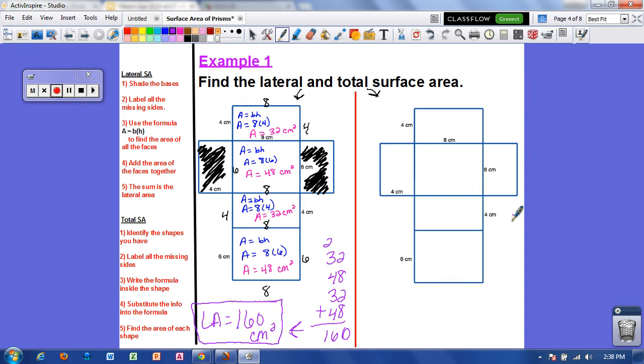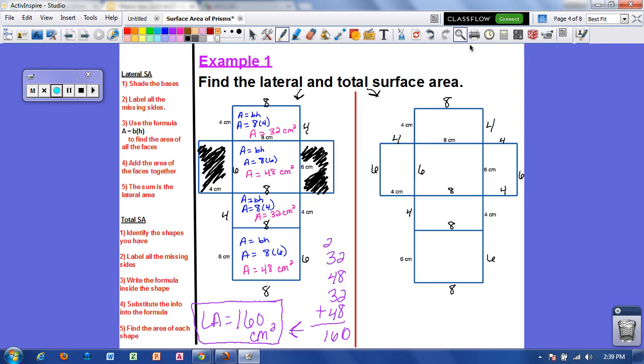All right, now over here, I want to find total surface area. So we have rectangles, so I know I need area equals base times height. Now I want to label the missing sides. So I know this is 8, this is 4. I know that this is 6, this is 4, this is 6, and then over here, I know if this is 4, we're going to have a 4 here, a 6, and another 4. I know this is 8, this is 4, this is 8, that is 8, and this will be 6.